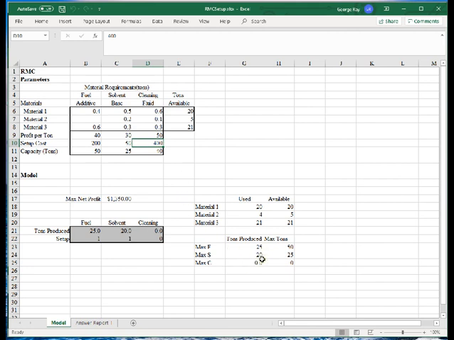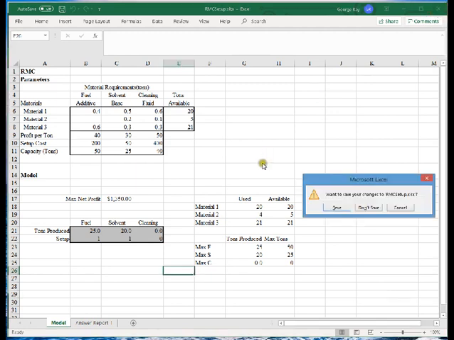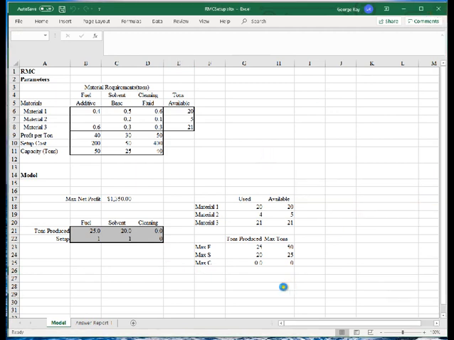And we have some slack in our solvent, and likewise in terms of materials and in maximum capacity. Okay, let's go on with the next item.